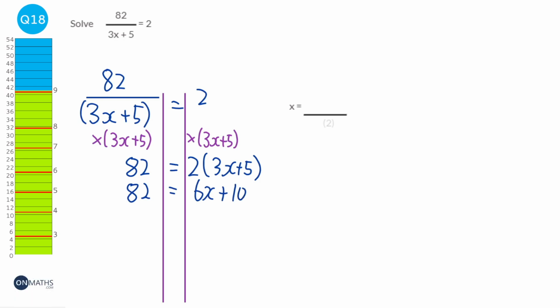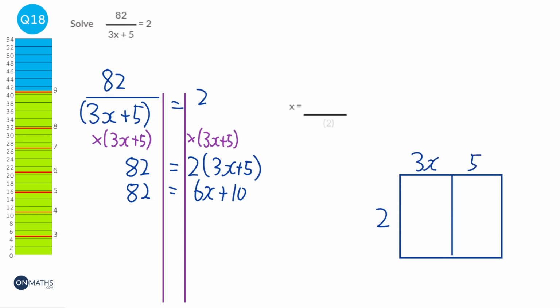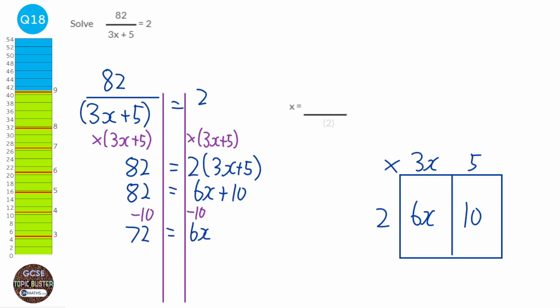And you can use any method you want. Some of you might use this method where we've got the 2 here, 3x plus the 5, and then we times them, so it's 6x plus 10. That's how we can do it. Any method you like. And then we're going to take away the 10 both sides because we want x on its own. And so we've got 72 equals 6x. And then we're going to divide both sides by 6. And so we've got 12 equals x, or x equals 12.